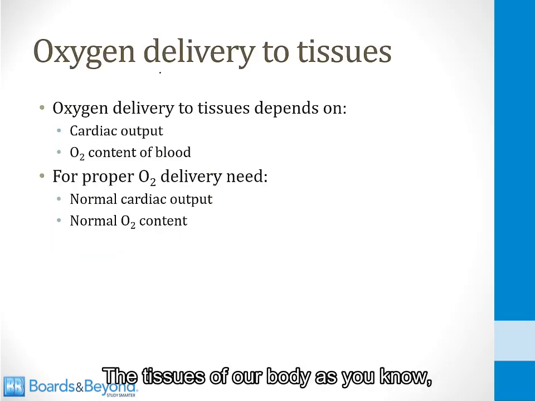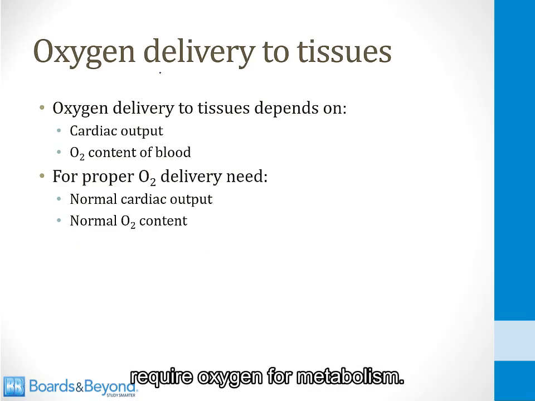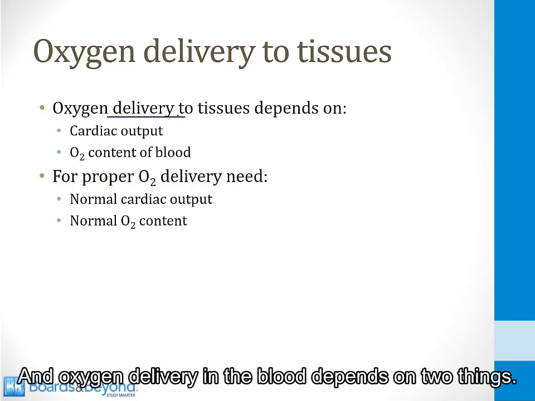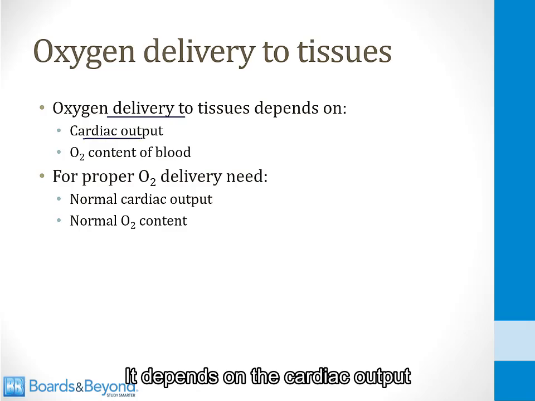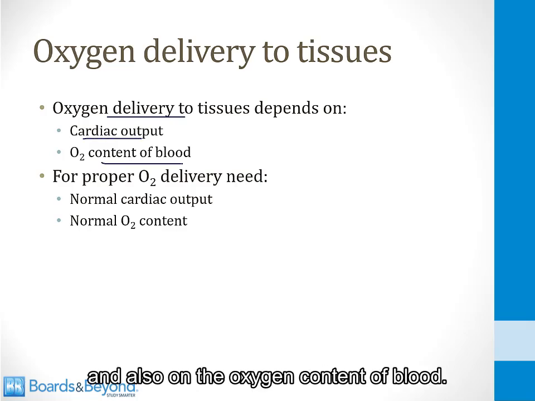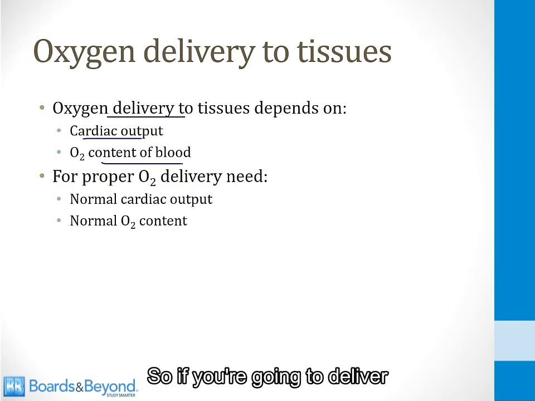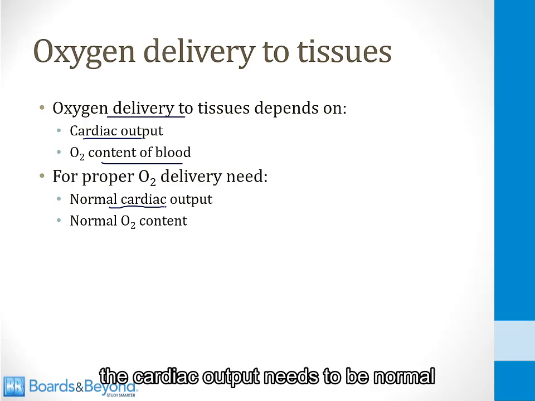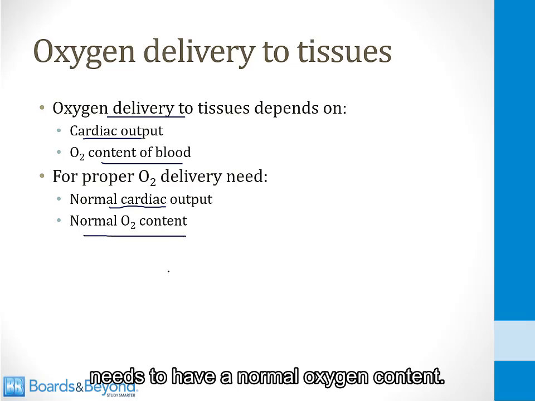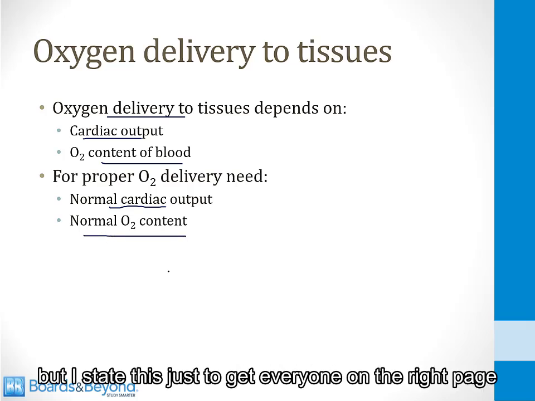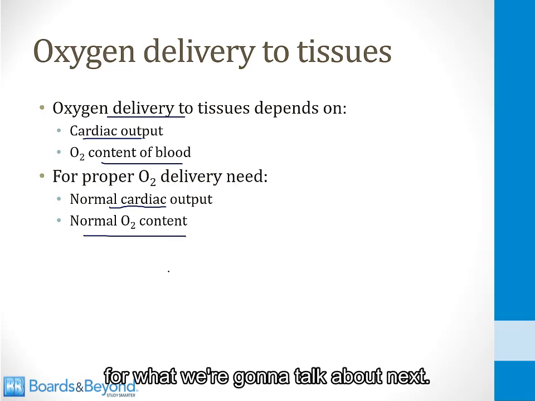The tissues of our body, as you know, require oxygen for metabolism, and therefore our bloodstream has to deliver sufficient oxygen. Oxygen delivery in the blood depends on two things: the cardiac output and the oxygen content of blood. So to deliver a sufficient amount of oxygen to our tissue beds, the cardiac output needs to be normal and the blood being pumped by the heart needs to have a normal oxygen content. This is all fairly obvious, but I state this just to get everyone on the right page for what we're going to talk about next.